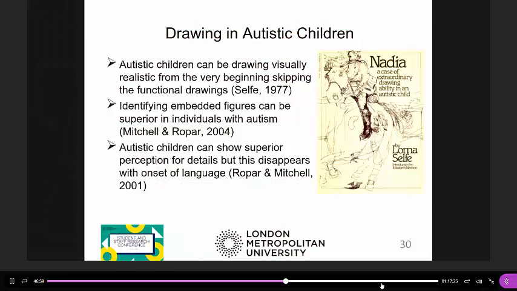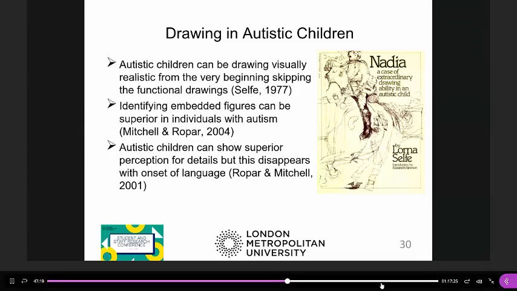And in drawing, this was a revolutionary book in 1977, published by Lorna Selfe, and this drawing was done by Nadia. We hopefully didn't sell the book in our library. We do have an exemplar.